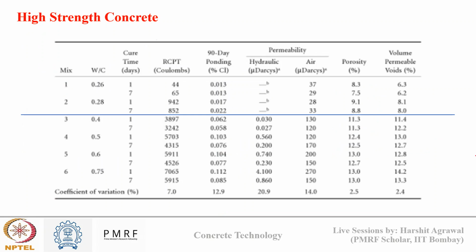Now, how does a high strength concrete perform for different properties apart from strength? So this table shows concrete with different W by C ratios, from 0.26 to 0.75, and how they are performing for different durability properties.